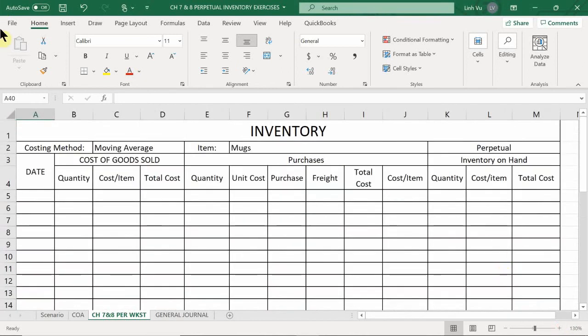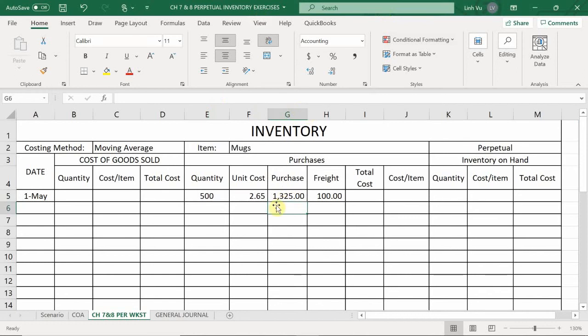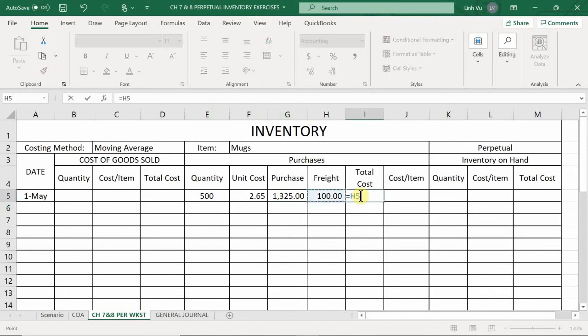Okay, there you go. So here we are. We're going to plug in that it is May 1st, right? We purchased 500 units at $2.65 each with the freight costing $100. So in this case, we saw that is $13.25 for the purchase price. Plus 100 gives me $14.25.